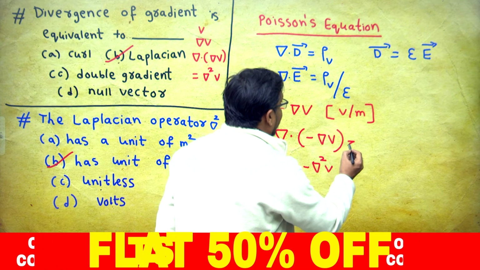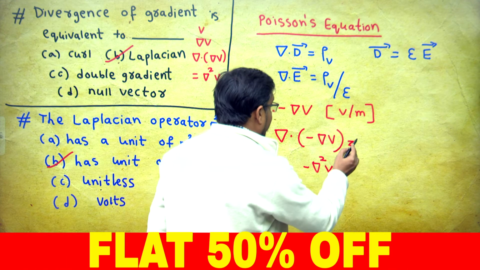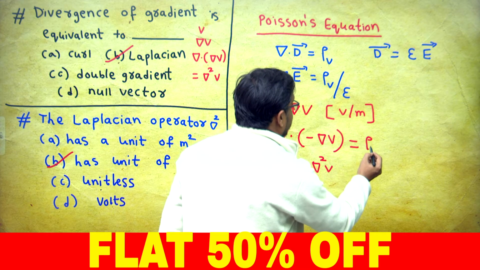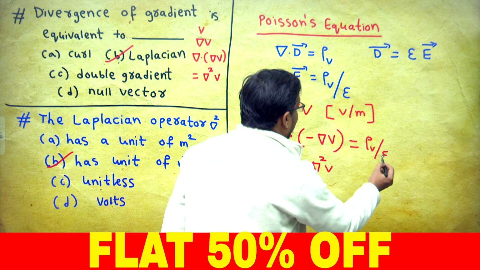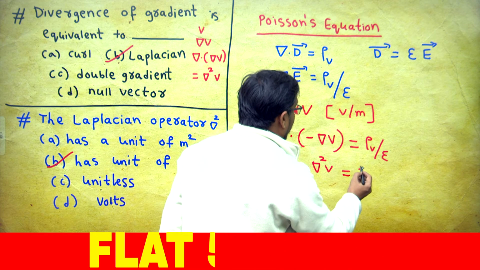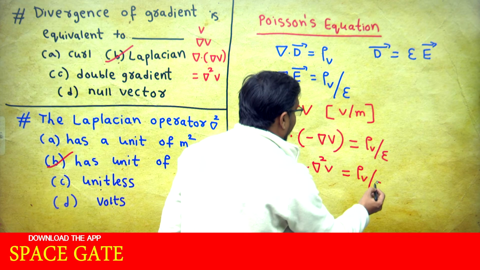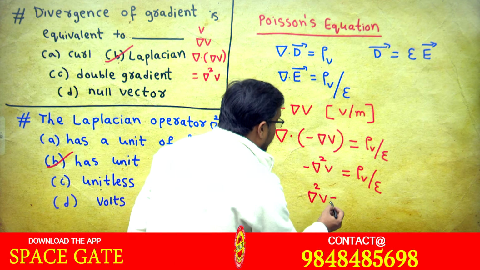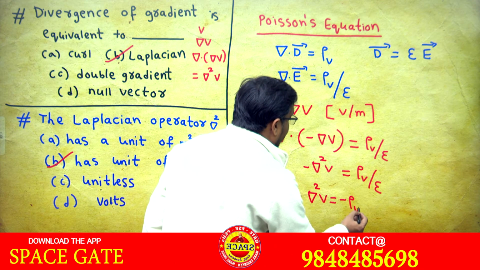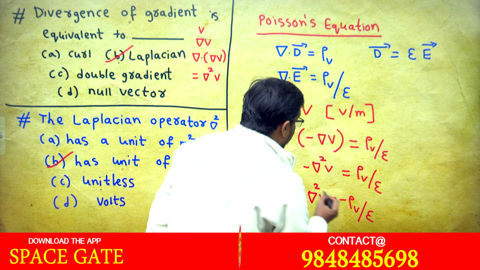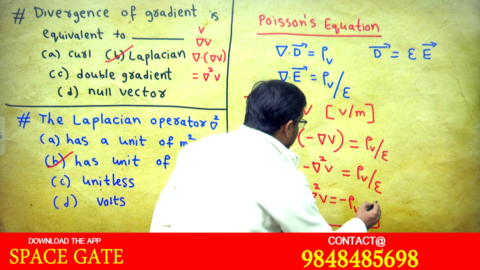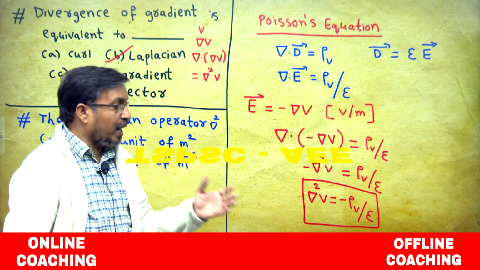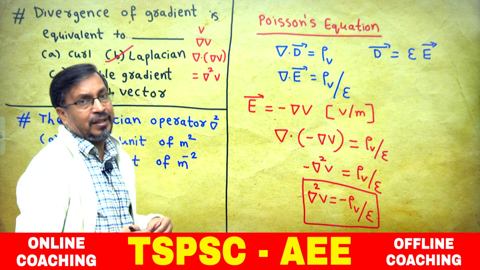Here, what is the right hand side? I am writing again, that equals rho V by epsilon. So, del square V equals rho V by epsilon, and finally del square V equals minus rho V by epsilon. Del square V equals minus rho V by epsilon. This equation is known as Poisson's equation. So, Poisson's equation is derived from the Laplacian concept.